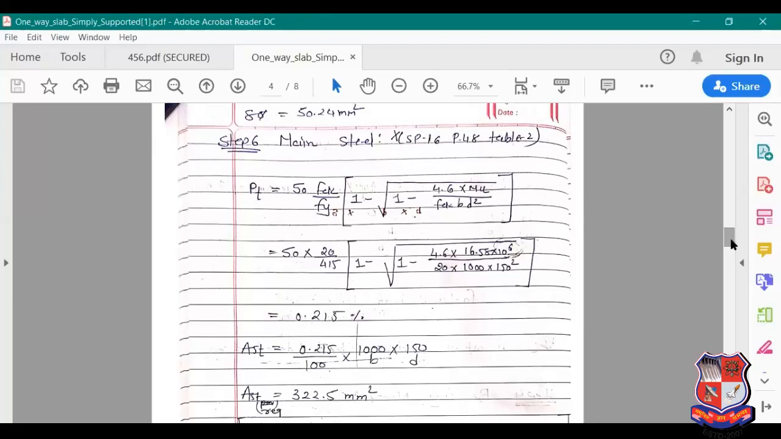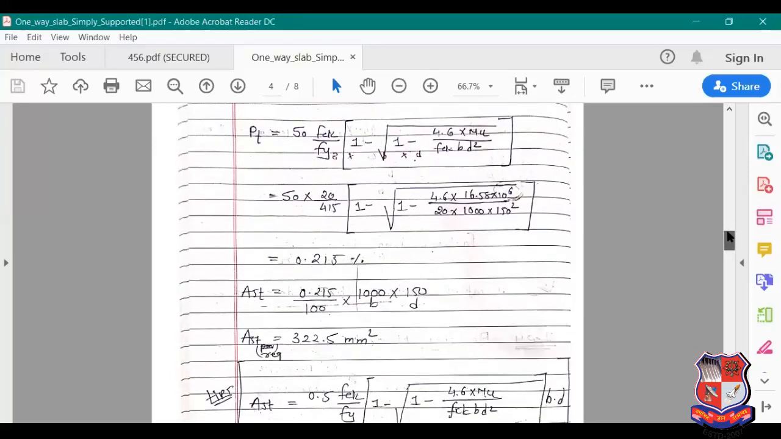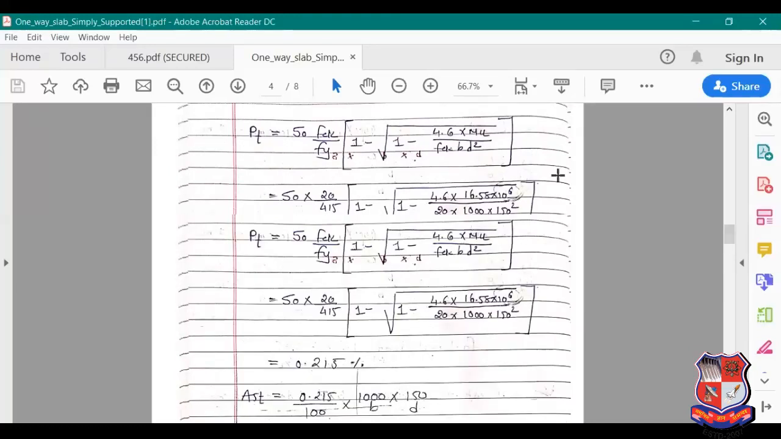Then step number 6 is main steel. Main steel we can find out from SP16, but we have a formula for that. You have to remember this formula. It is not given in the code or anywhere. So the percentage of steel we can find out from this formula.